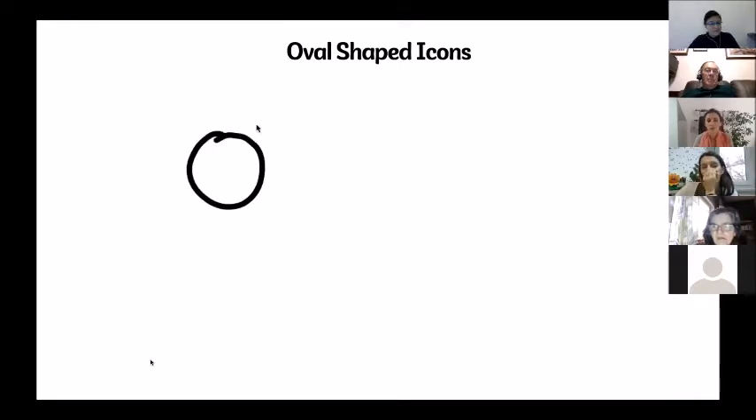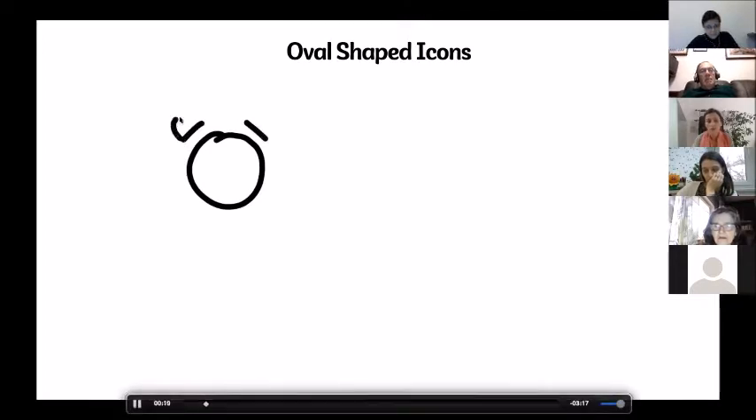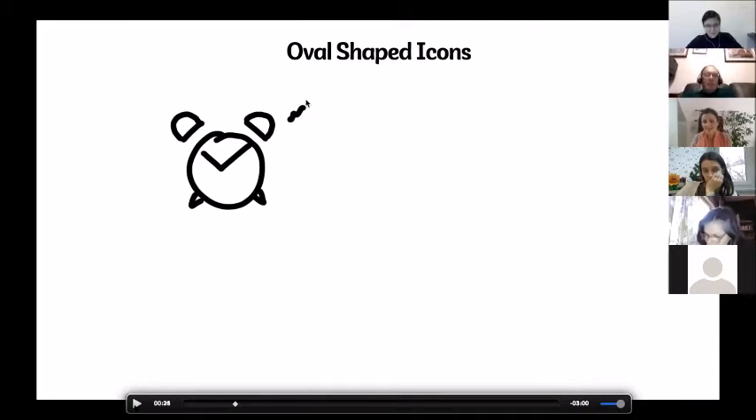Now we're going to draw a clock, which can be very easily used for timing. Okay, I'm going to stop it early. Okay. And if we want to express that it's time or it's very urgent, then we can just add some scribbled lines.